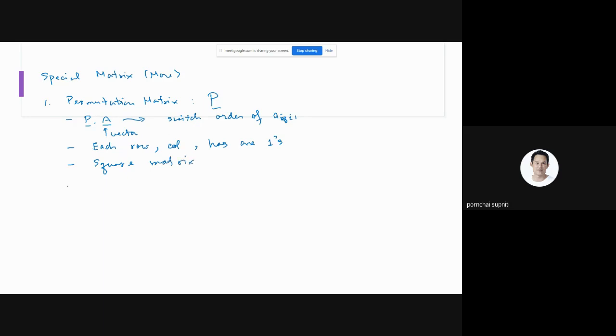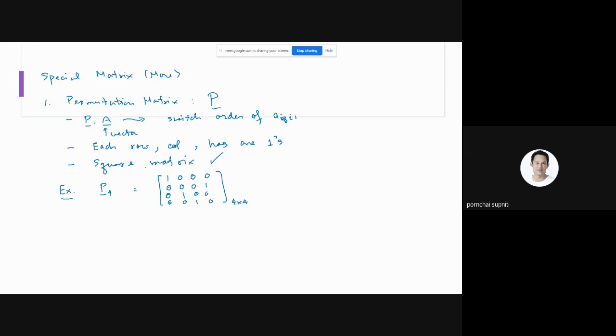For example, if we look at permutation matrix P4, I can write it as, just for fun, 1 0 0 0, 0 0 0 1, 0 1 0 0, 0 0 1 0. This is called a permutation matrix. It has the property listed above. For example, it is a square matrix with a dimension of 4 by 4.